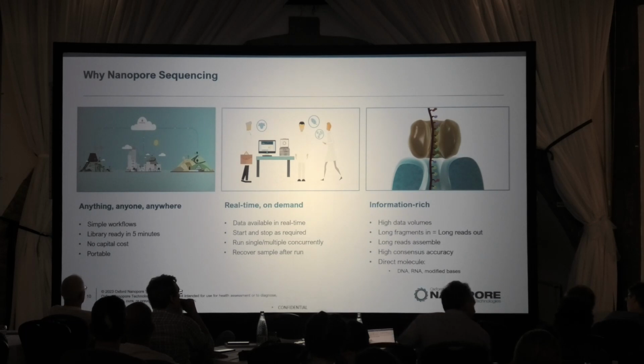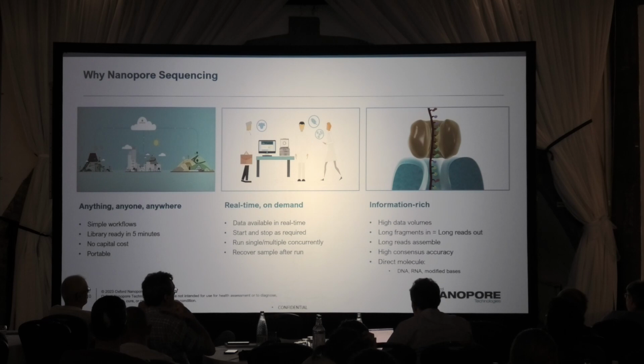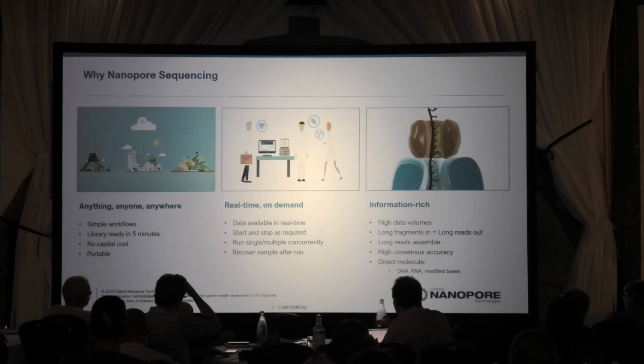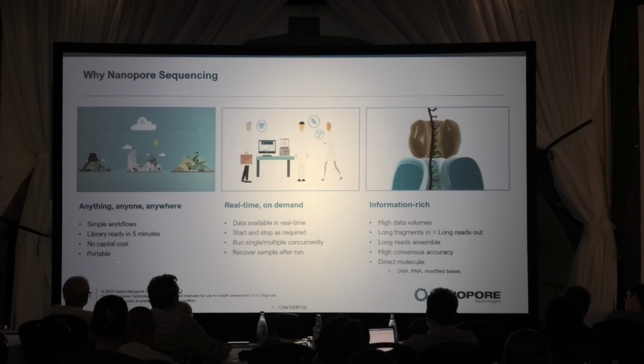So, why nanopore sequencing? We've got very simple workflows. The sample prep can be done within 5 minutes, from DNA extraction to loading onto the flow cell, and then you can start sequencing. So you can get your data back very, very quickly. There's no capital cost to our platforms. It's all the reagents we pay for, not the actual platforms themselves. So it's very accessible and it's portable, MinION is anyway.